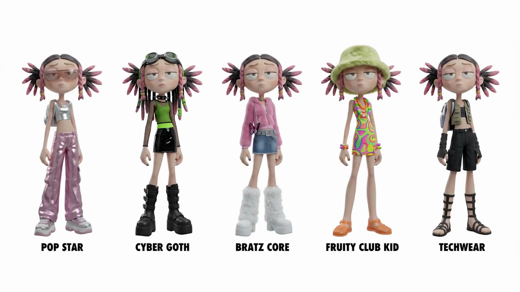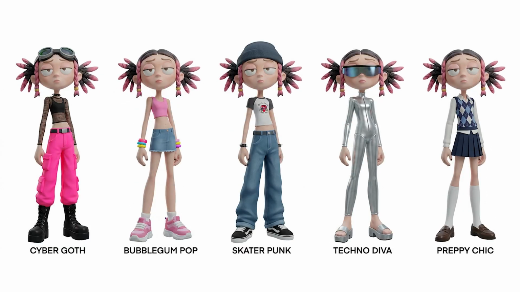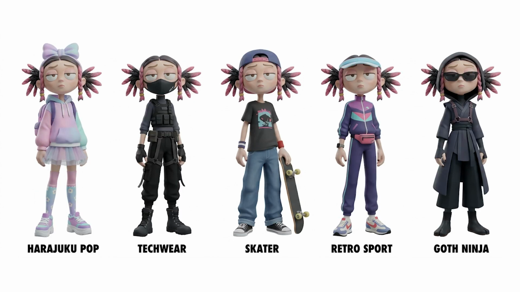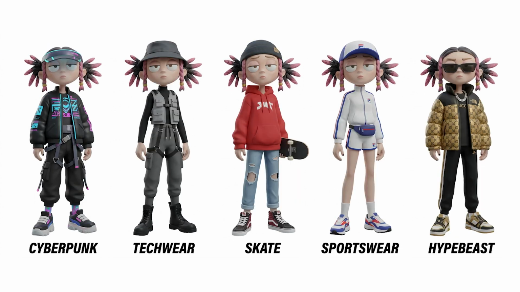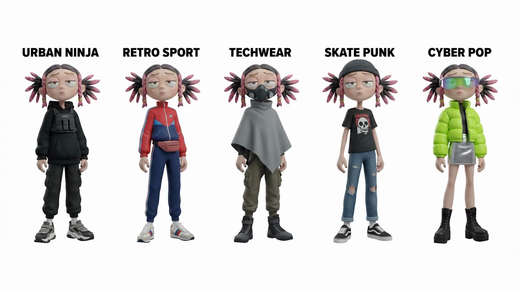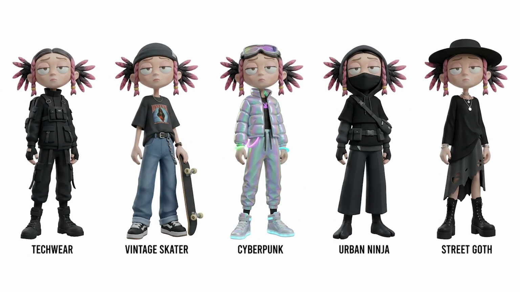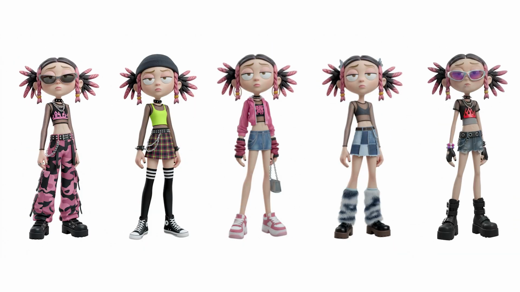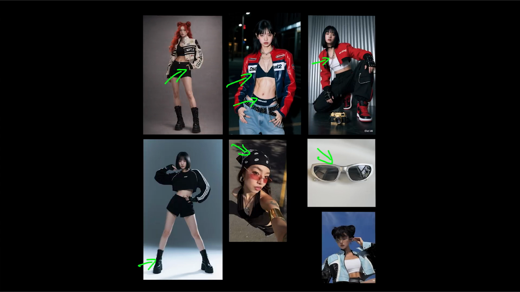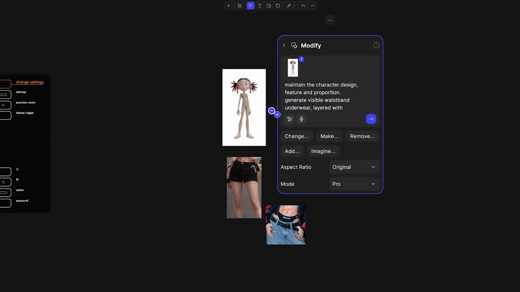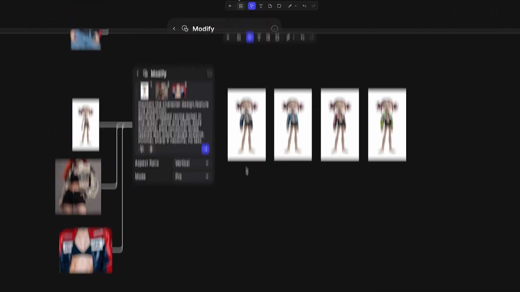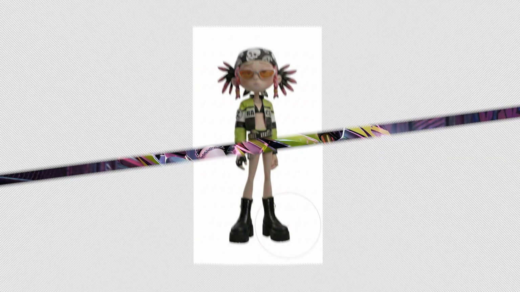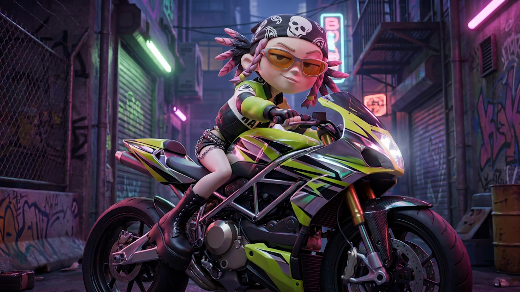Last time, I explored outfit styles without a clear direction, just testing different looks. But what happens when you already know exactly what you want, and the AI still doesn't give it to you? In this video, I'm going to show how I take a clear outfit idea or reference images and actually apply it to my character. Not just generating random results, but designing with control.